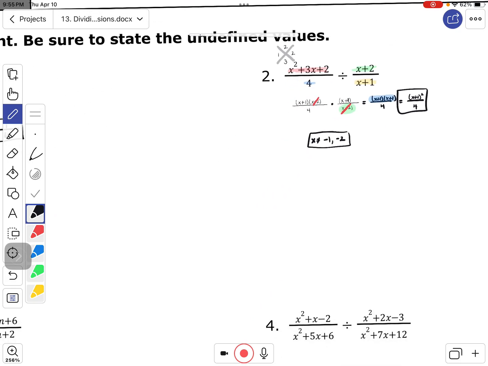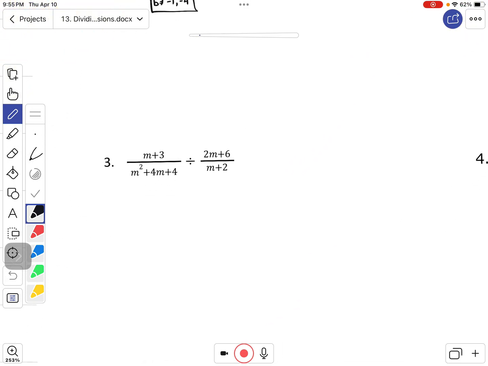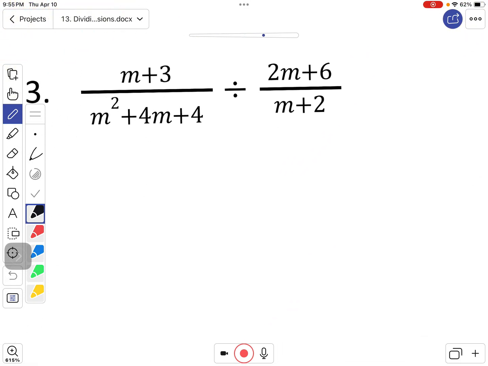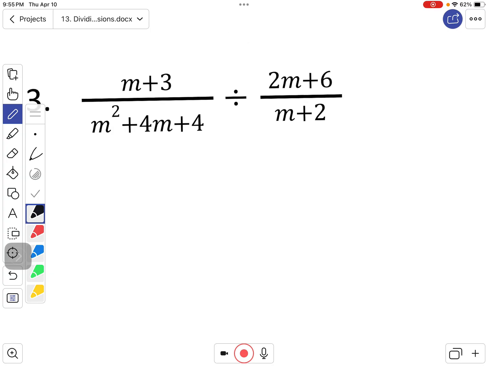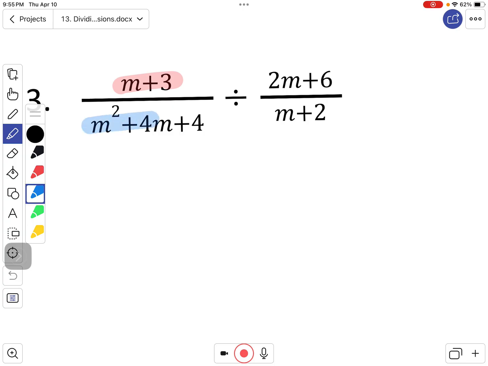So let's move on to number 3. Okay, first thing I'm going to look for is greatest common factors, and then what do I have to factor? Looking at this m plus 3, nothing I could do to make that any smaller. Here's m squared plus 4m plus 4. That one I'm definitely going to have to factor, so I'm going to come back to that one.